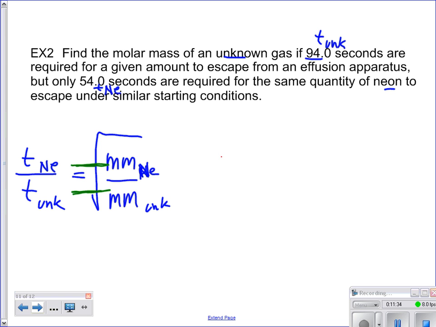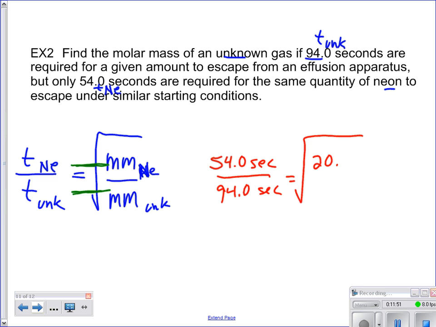Time for neon was 54 seconds. Time for our unknown is 94 seconds. That's going to be equal to the molar mass of neon, which is 20.18 grams per mole, divided by the molar mass of your unknown.